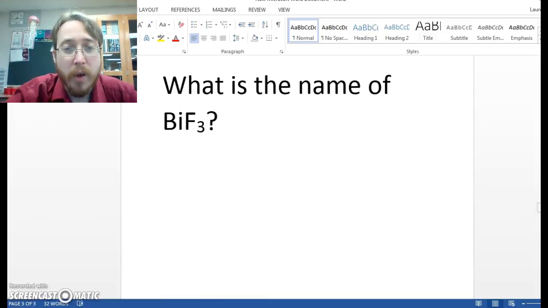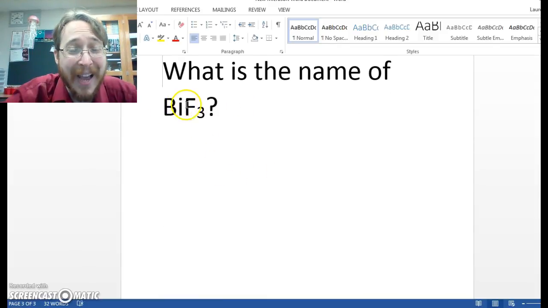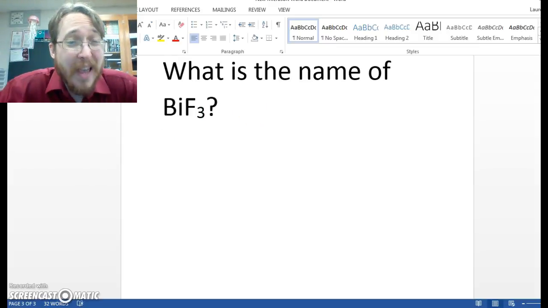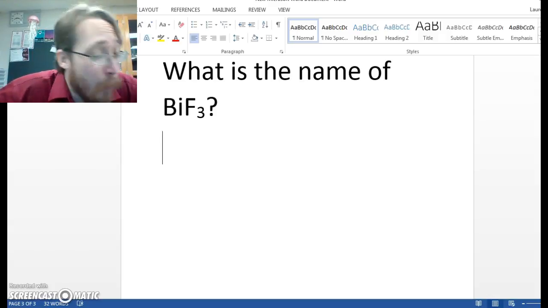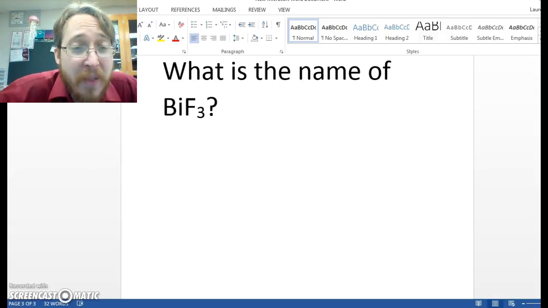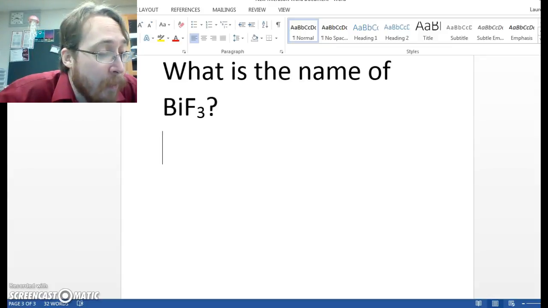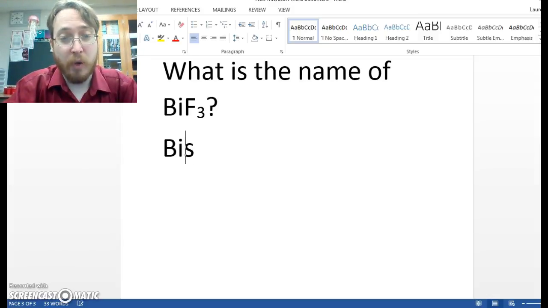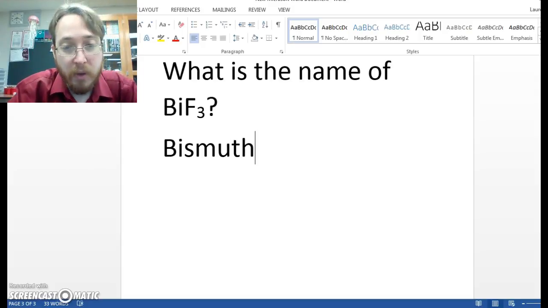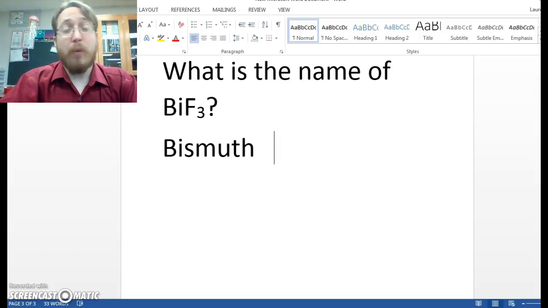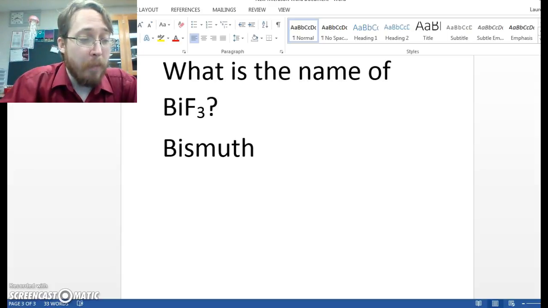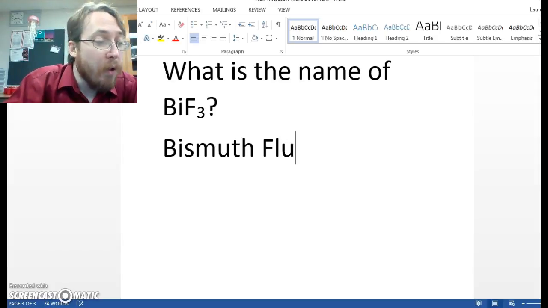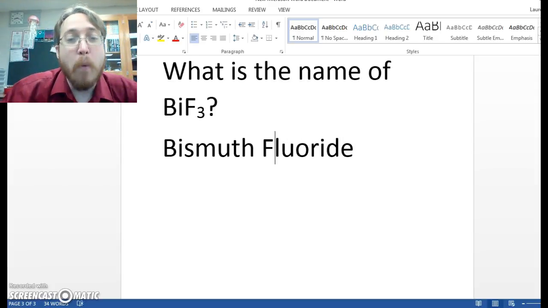Here we go. What is the name of this guy? BiF3. Well, we kind of have to go backwards. If it's Bi, we've got to find that. If we look that up, we will find that element 83, Bi, is bismuth. And the cation comes first, so we're going to write bismuth first. Bismuth. And F, we know that's going to be our anion. F is fluorine, but we change it to its -ide ending, so we're going to say bismuth fluoride. There we go.